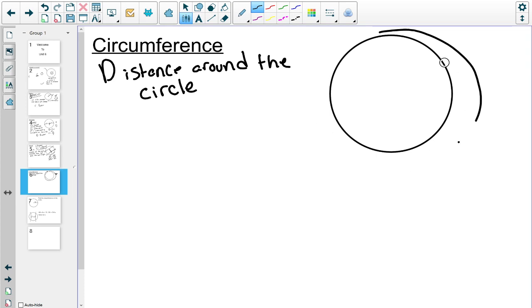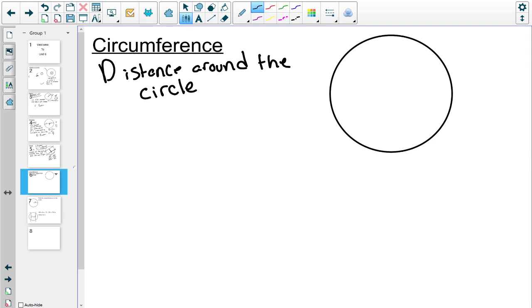Think about it if you made a small cut in the bottom of the circle, let's say right here, and just unrolled it into a line and then measured that line. That's what the circumference is. But instead of having to do all that work, we have a nice little formula that allows us to do that without all of the extra work.